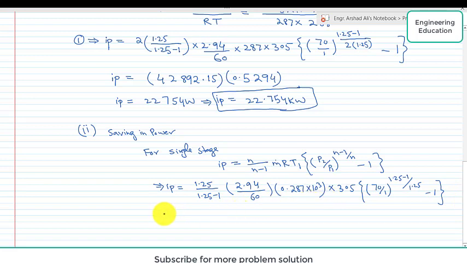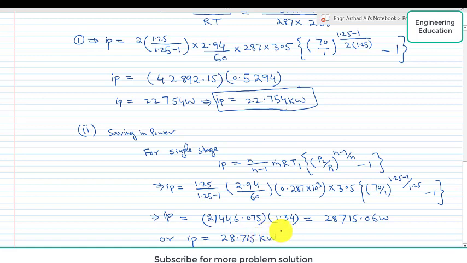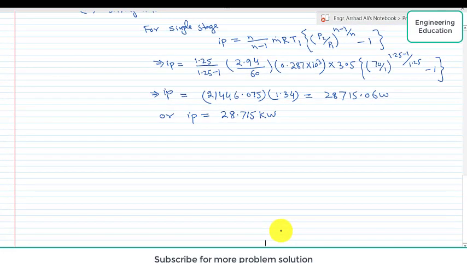So simplifying these values, indicated power for the single stage is 21446.075 into 1.34, which is further equal to 28715.06 watt, or indicated power for the single stage in kilowatt is 28.715.